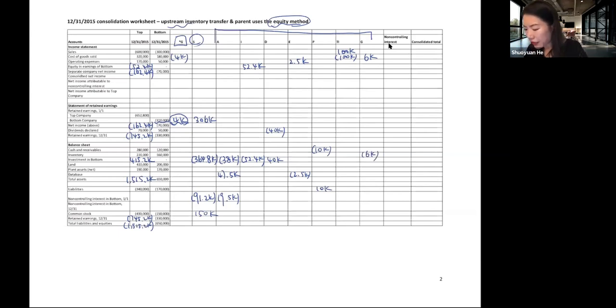So we have filled in everything except the last two columns here. And then for the non-controlling interest, we start from the beginning non-controlling interest, which is 100.7 thousand. So you add up those numbers.